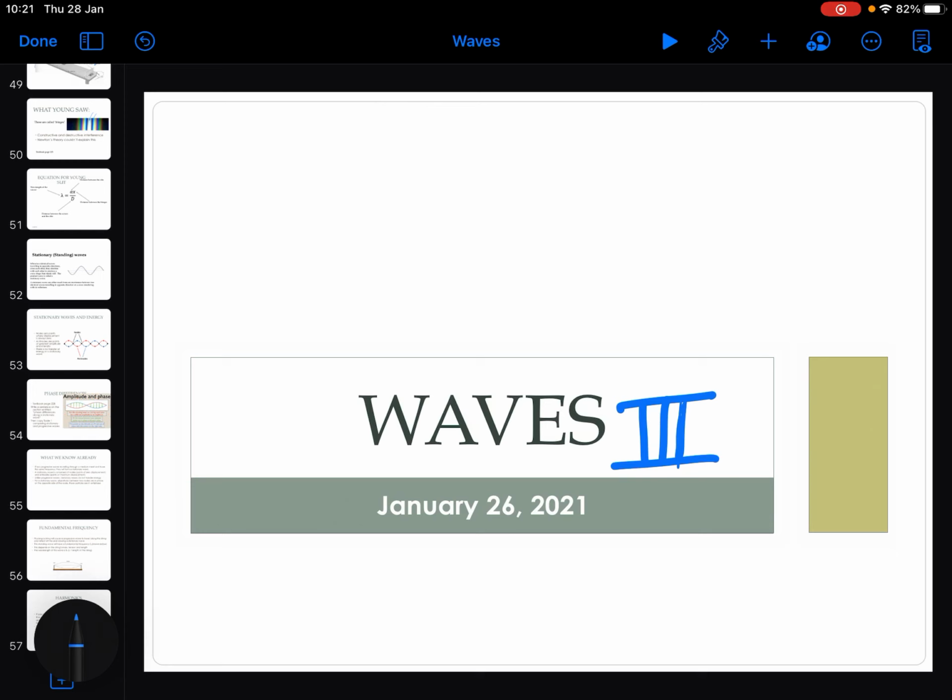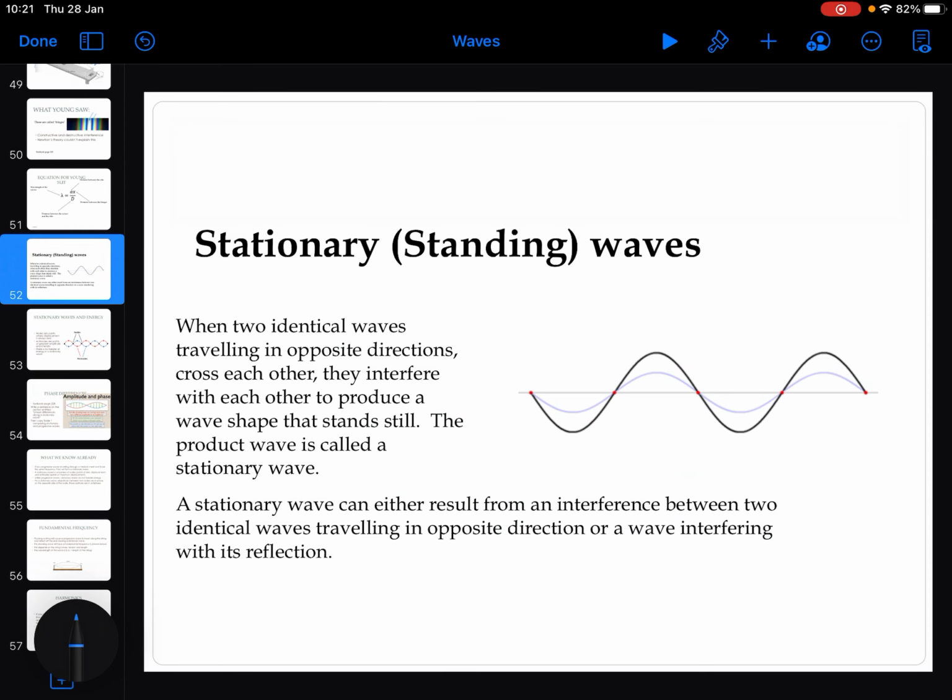So, stationary waves, and again, this is a memorization one, I'm afraid. When two identical waves travelling in opposite directions cross each other, they interfere with each other to produce a wave shape that stands still. The product is called a stationary wave. A stationary wave can either result from interference between two identical waves travelling in opposite directions, or a wave interfering with its reflection.